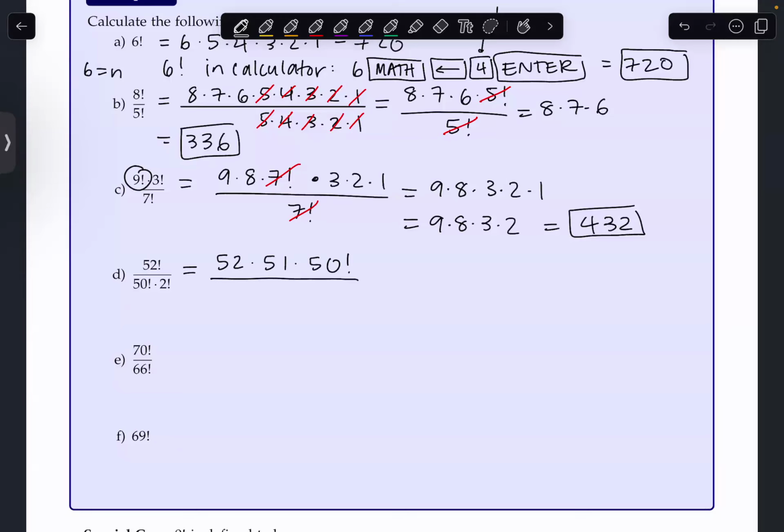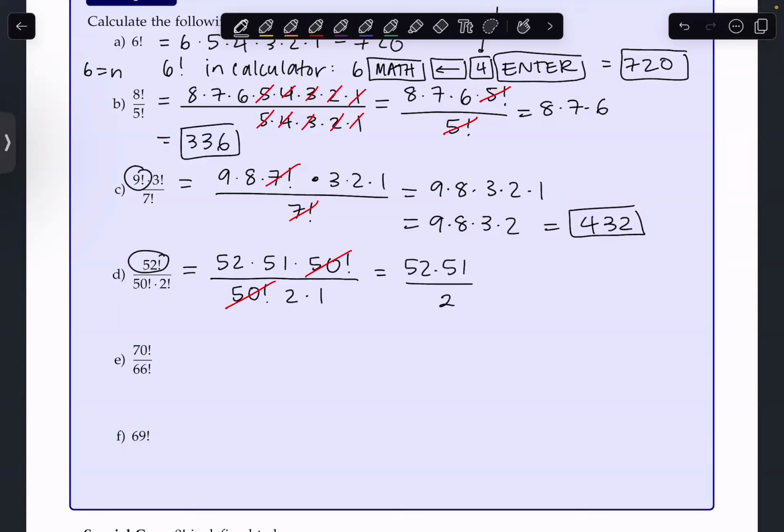I technically had the choice of writing upstairs to have the 2 factorial or the 50 factorial, but this makes it much easier for me because I cancel out a lot more terms this way. Then I'll leave my 50 factorial the same downstairs because I'm just going to cancel, and then I'll rewrite my 2 factorial as 2 times 1. Okay, now we'll do my cancellation, and I can write this as 52 times 51 over 2.